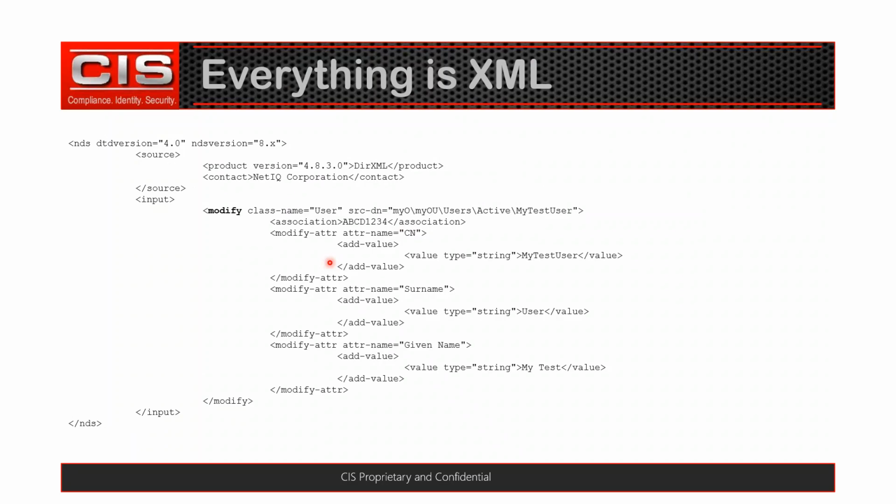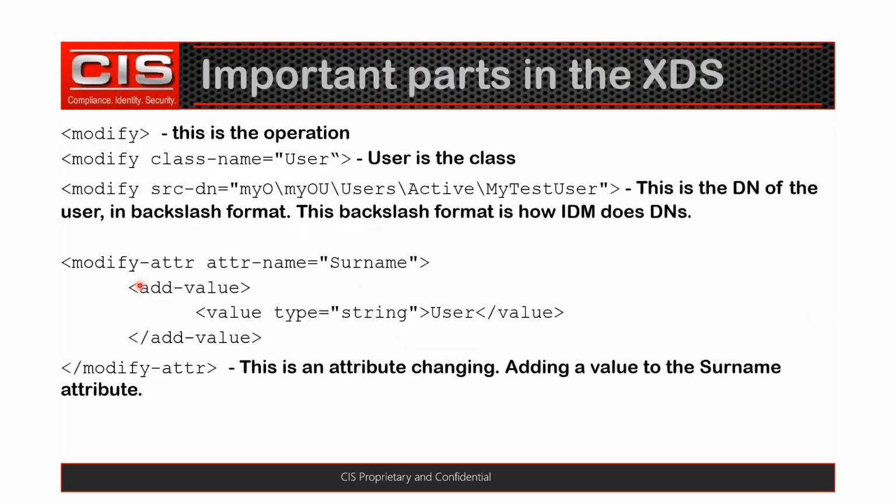And so this is basically what one of these XML documents would look like. It's a silly example. I made it up. In fact, I used Designer to make it up, which is even funnier because there's a neat way in Designer to make fake events so you can see them and practice and simulate them. And so here we have a modify, class name equals user, source DN. It's a modify attribute add, whose add name is CN. Well, that's going to my test user. The one whose add name is surname is going to user, and whose add name is given name is going to my test. So imagine I changed the person's first, last, and CN all in one operation.